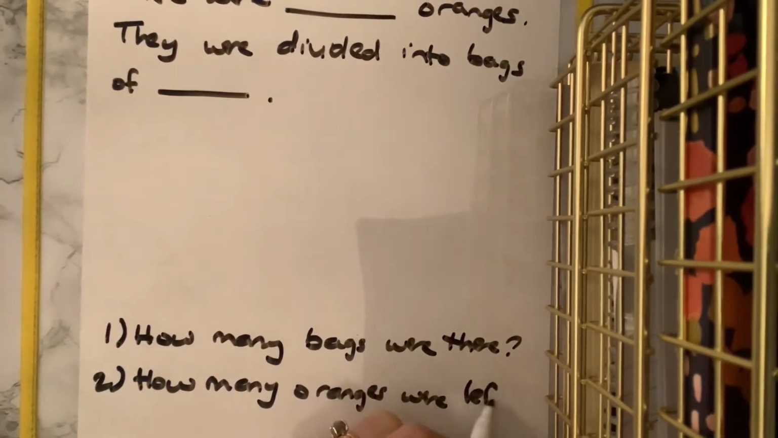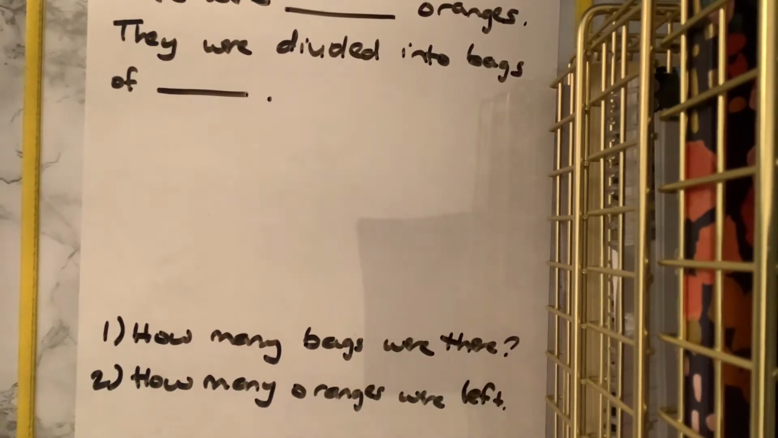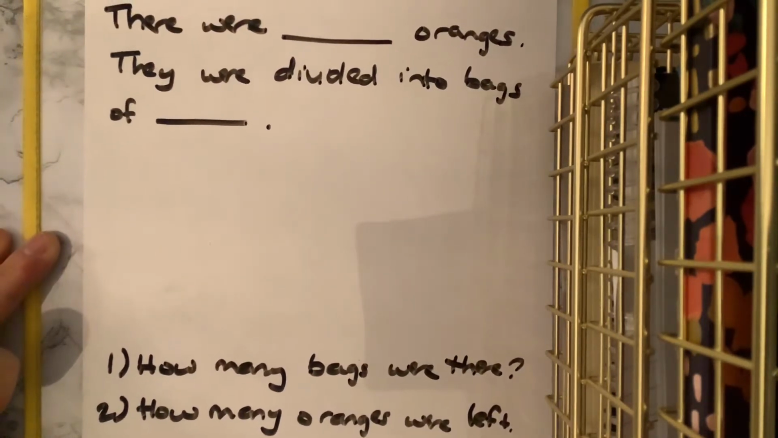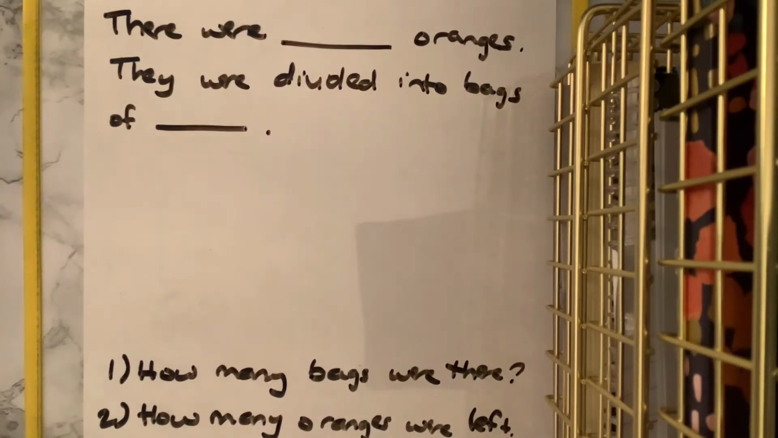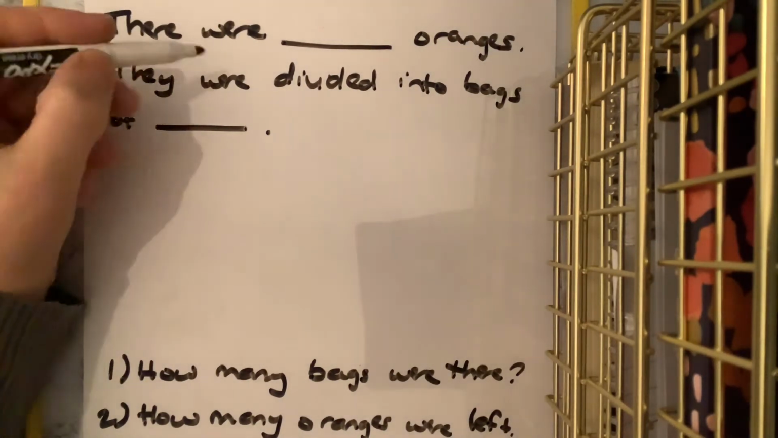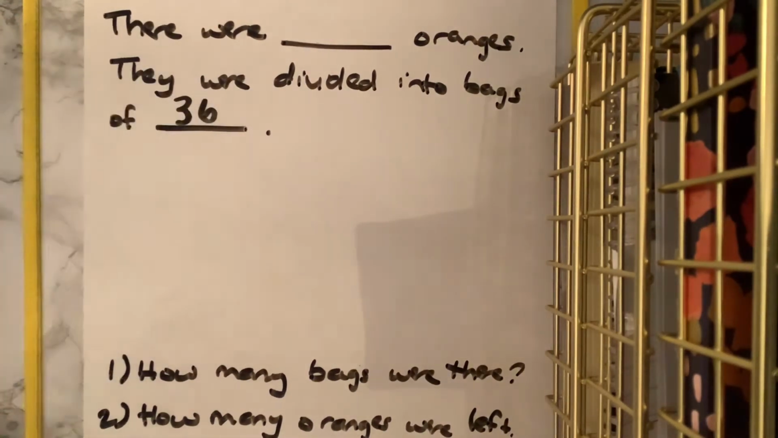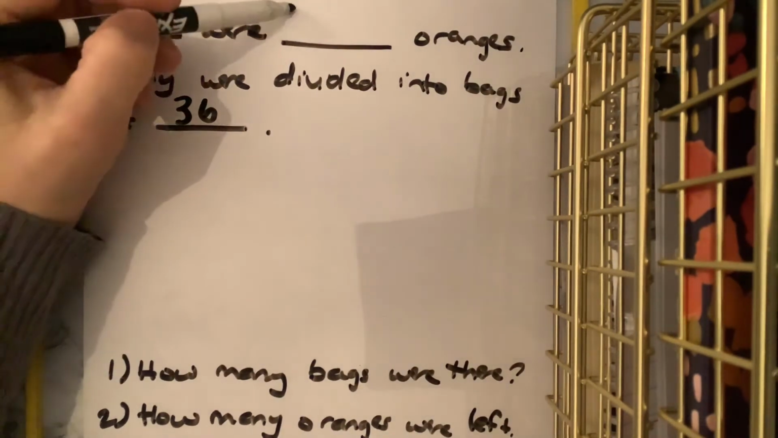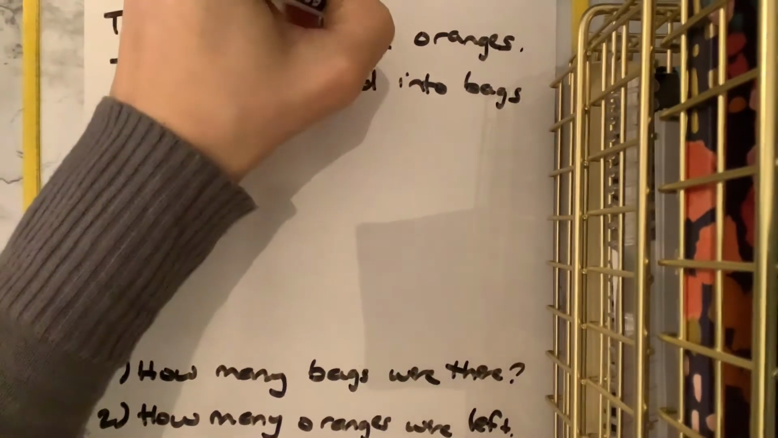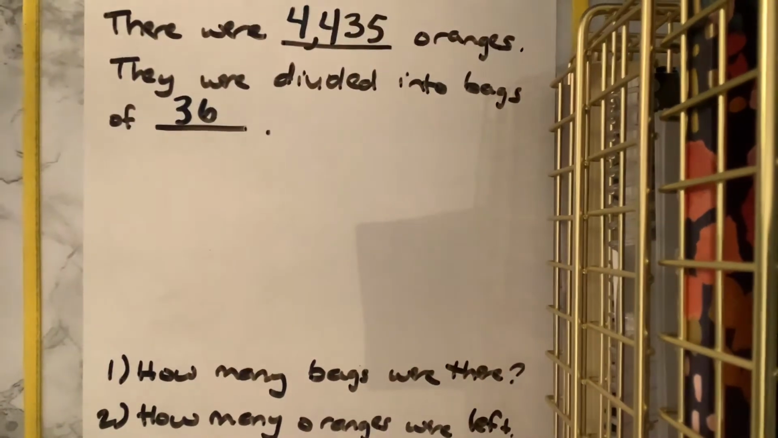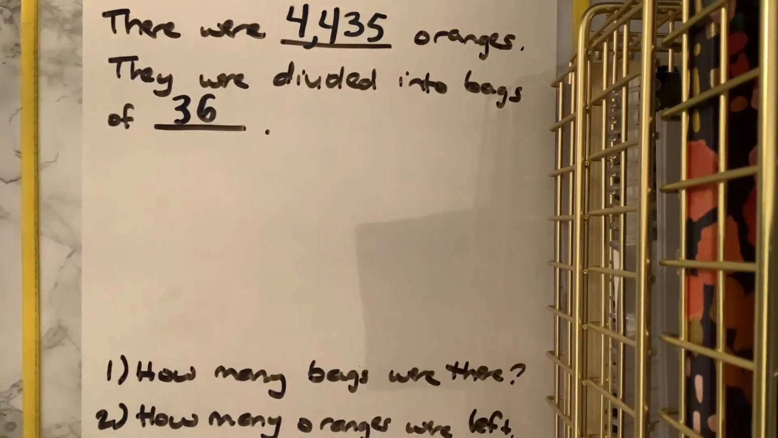And the second question, how many oranges were left? Okay, so we're going to do, like we did before, a few problems of these. We'll say they're going to be divided into bags of 36, and there are 4,435. So we've been doing review work with this, so hopefully you're feeling like, yep, I know what to do, and you're off and running. So go ahead and pause and come on back and see how you did.